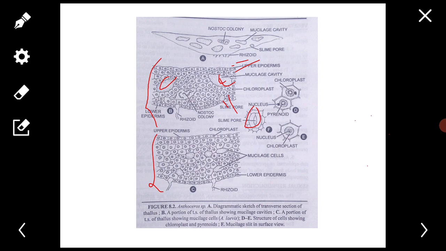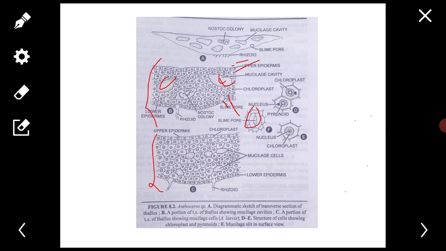The mucilaginous cavities are inhabited by the endophytic blue-green alga Nostoc. The Nostoc alga enters into the cavities through the slime pores and multiplies to form colonies. It is presumed that the mucilage present in the cavities is probably secreted by the Nostoc itself.